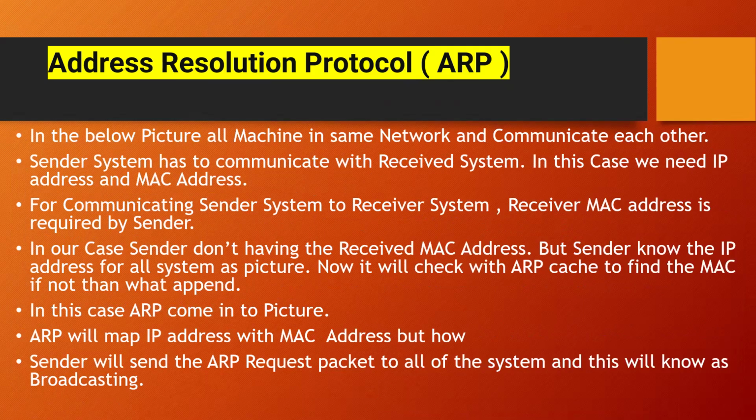Now it will check the ARP cache. First it will go to the ARP cache and try to check whether the MAC address is available with it or not. If it is not available, then ARP comes into the picture, which is called Address Resolution Protocol. In ARP, it is going to map the IP address to the MAC address. But how does it happen? The sender will send an ARP request packet to all of the systems, and this is known as broadcasting. Broadcasting means you are sending it to everyone.